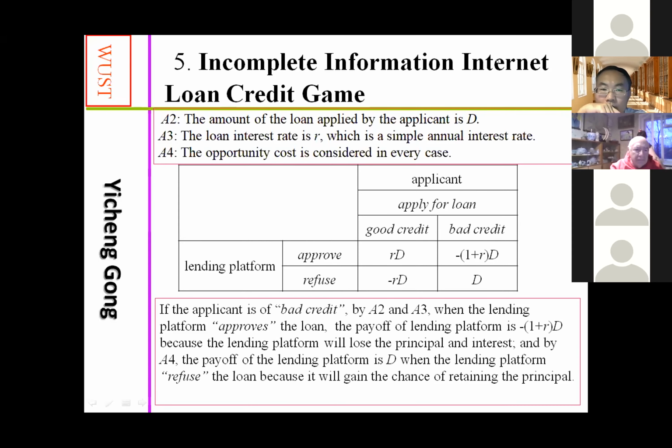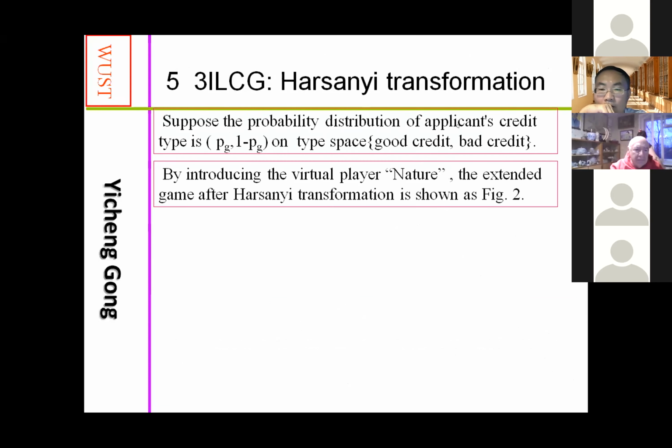Okay, so that's about the internet loan credit game, and we can do theoretical analysis by Harsanyi transformation. Suppose the probability distribution of an applicant's credit type is PG and 1 minus PG on the type space: good credit, bad credit.